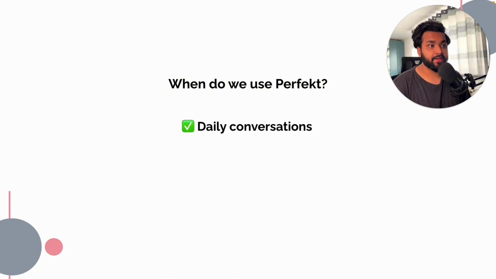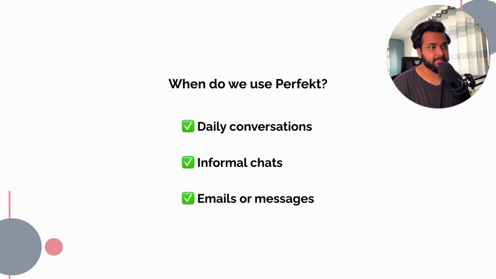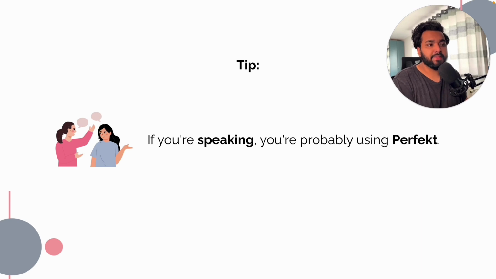So when do you use perfect? Daily conversations, informal chats, emails or messages. And here's a tip for you. If you're speaking, you're probably using perfect, okay? If it's a normal conversation or let's say you're chatting, then you just use the perfect tense. And no worries, down below in the description, you'll find a PDF file where I give you tons of perfect verbs with the English translation. So go and check it out.